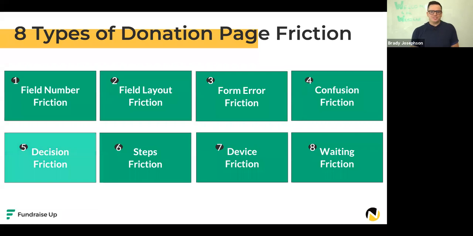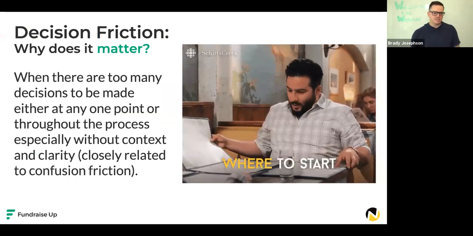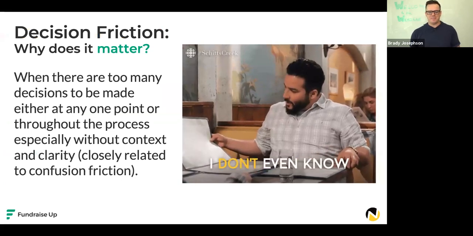Now, we get into decision friction. And now all these friction factors kind of work together, but confusion and decision are very much linked. And so decision friction is this idea that when there's too many decisions to be made, or there's too many options within one decision, especially without context or clarity, you just get overwhelmed. So this is a Schitt's Creek gif when they sit down at the local cafe and the menu's massive. Think about the Cheesecake Factory, famous menu. There's so many options, it's overwhelming. How do you know where to begin?